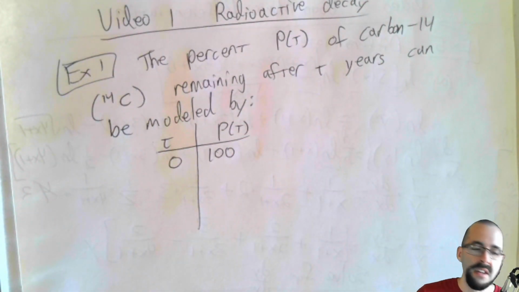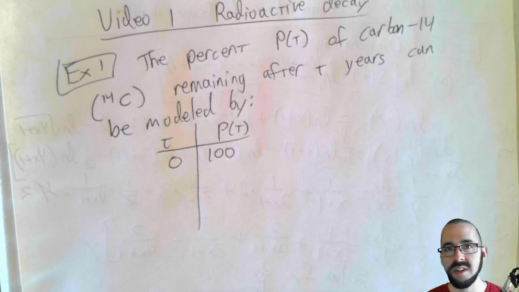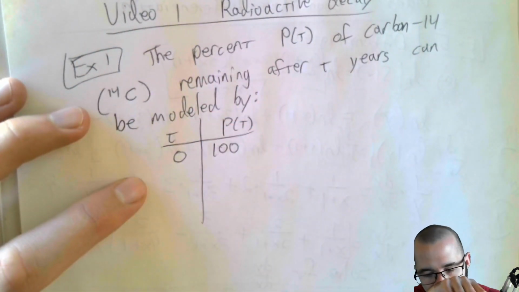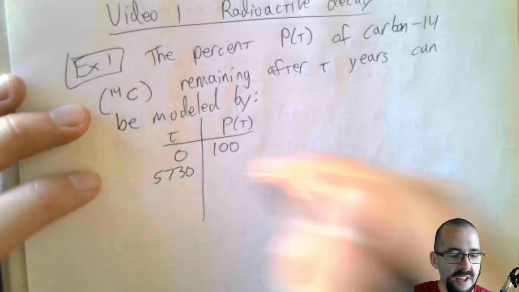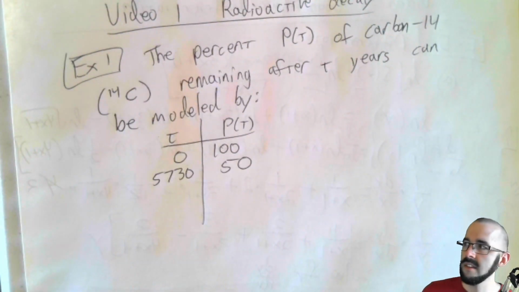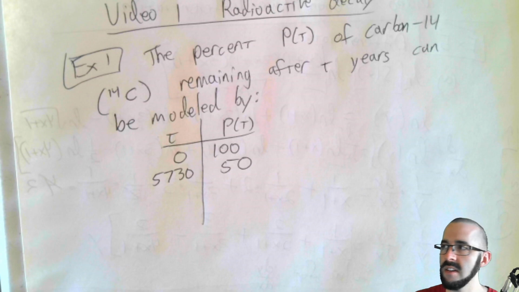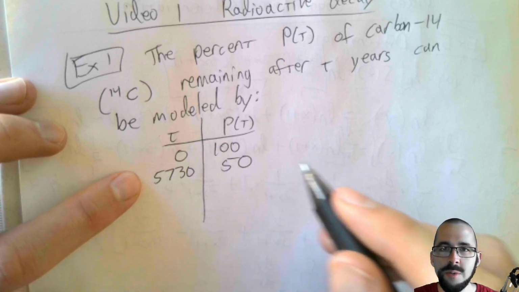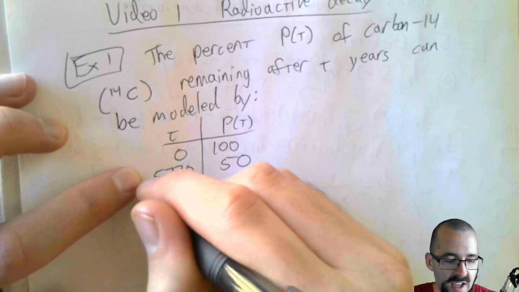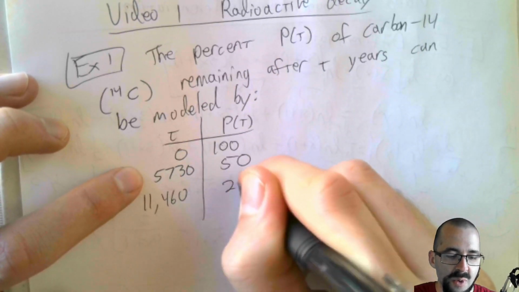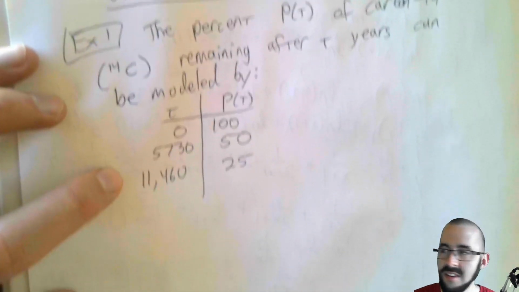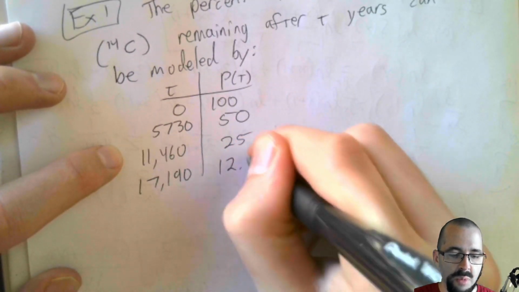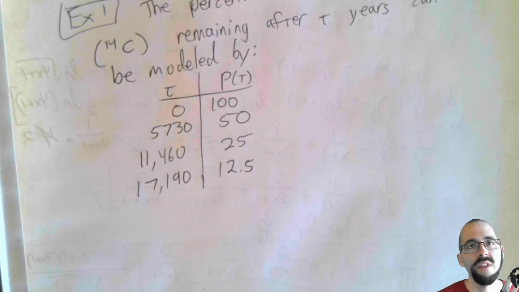Okay? And remember, P is the percent remaining. So if P is 100, that means we have 100%. Percent is the units here. All right, and after about 5,730 years, P is 50. Okay, so after 5,730 years, we have 50% of what we started with. After 11,460, we have 25% of what we started with. And we can keep on going. After 17,190, we have 12.5% of what we started with.